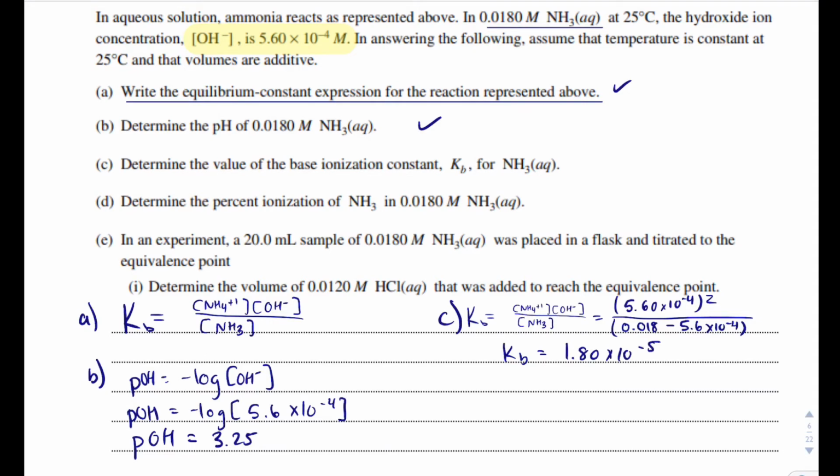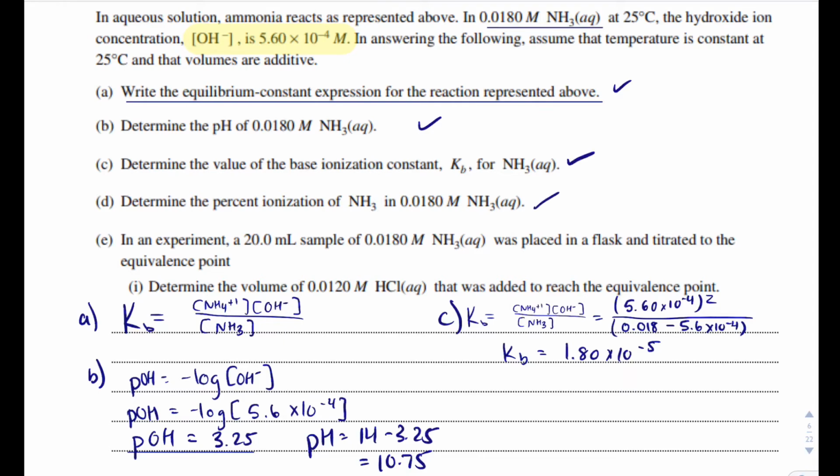And you may be saying, Mr. Payne, what are you doing? You did not solve for the pH in part B, and I just realized that. The pH would be 14 minus 3.25, and that would be 10.75. That's my bad. I would not have gotten that point. Okay, part C I've done.